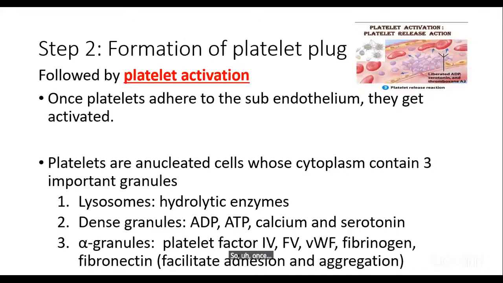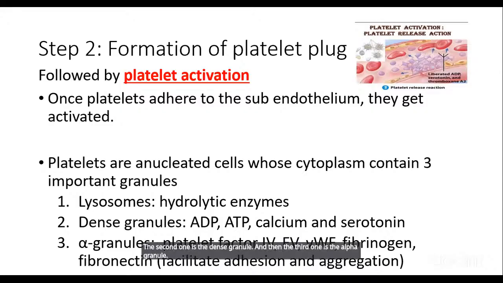So once platelets have adhered, then they get activated. Now, platelets are actually enucleated cells, and keen examination of the intracytoplasmic content of platelets reveals 3 types of granules. The first one is lysosomes. The second one is the dense granule. And then the third one is the alpha granule.